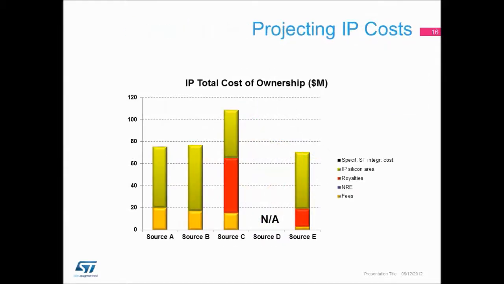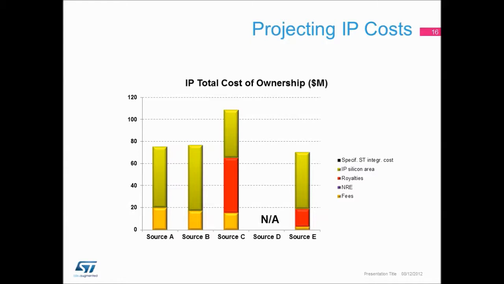Now the cost, as I said, is total cost of ownership. It takes, of course, the fees. It takes some royalties, if any. It takes the NRE, if any, none in this situation here. It takes IP silicon area projected through the lifetime of the IP and the product, and any ST integration costs that we incur, if any. So you need to calculate and add up all these various sources of costs, and of course actualize that to present value so that you can compare things well.